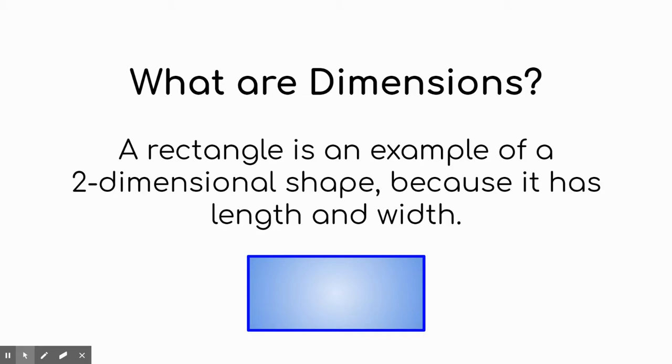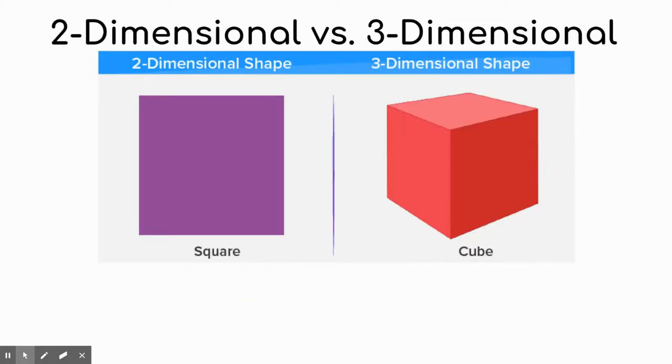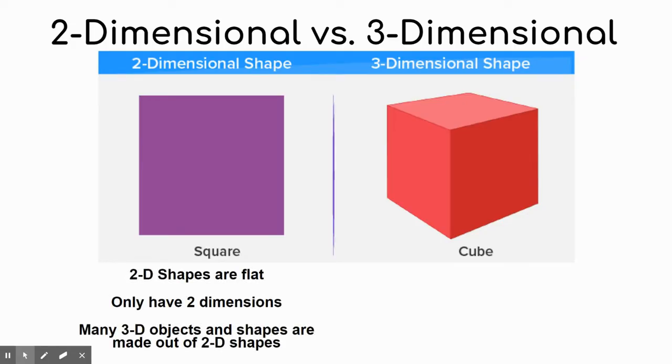A rectangle is an example of a two-dimensional shape because it has length and width. And a three-dimensional shape would be something like a cube because it has length, width, and height. So if we want to look at the difference between two-dimensional versus three-dimensional shapes, if we look at the two-dimensional shape on the left side, the square, it looks flat. 2D shapes are flat. When you only have two dimensions, that's how they look.